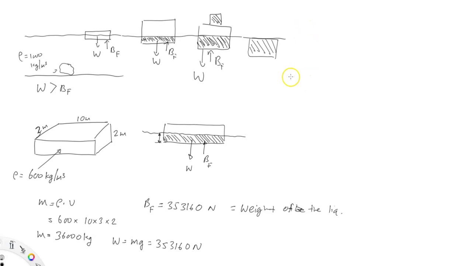So I'm gonna write here. Okay, I'm sorry for writing all over the place. BF is 35,316. Weight of water is the same, 35,316. So if we have the weight, now we can find the mass of water. So we're going to divide it by 9.81, and you see it comes back to 3,600.